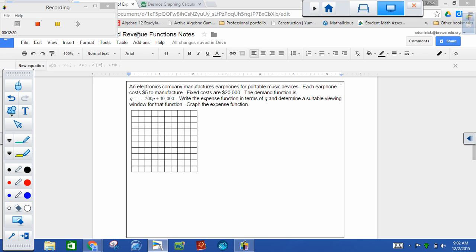So it wants you to graph the expense function. Now I want you to write the expense function in terms of Q, and then graph it. So if it's just asking in terms of Q, our life might be a little bit easier. Let's see. So if I'm doing expense function, it's my variable expenses times how many I'm making. So each earphone costs $5. So my variable expense is $5 times the quantity, how many I'm making, and my fixed costs are $20,000.